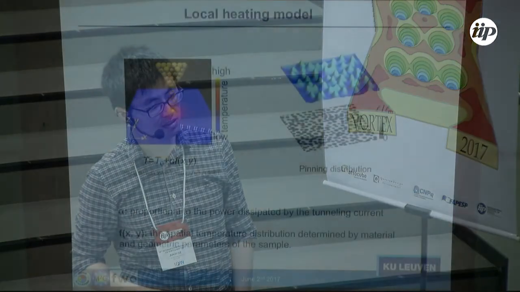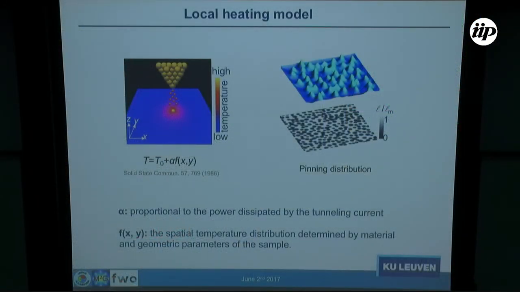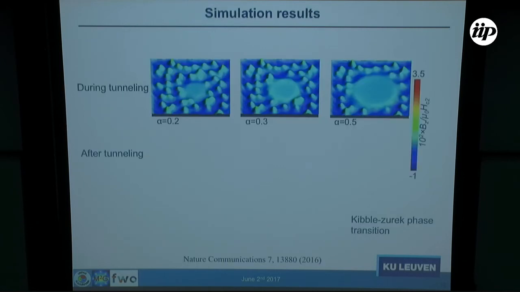The F function is the spatial temperature distribution, which is determined by the thermal conductivity and the geometry of the samples. We also introduced some random pinning, as you see here, by changing the mean free path, just to mimic the situation in our samples. From the simulation, we see that during the heating, the power is big enough to heat up the superconductor to the normal state. That's why we observe this homogeneously distributed magnetic field.